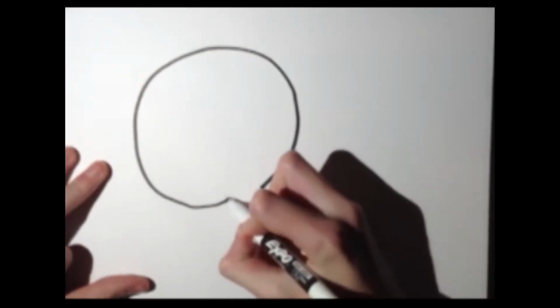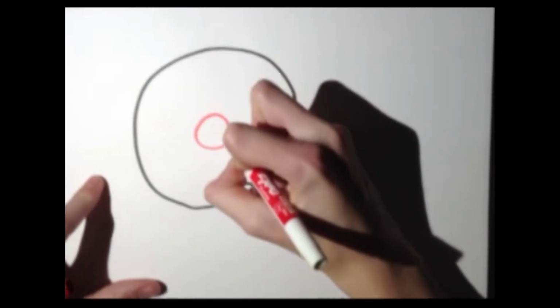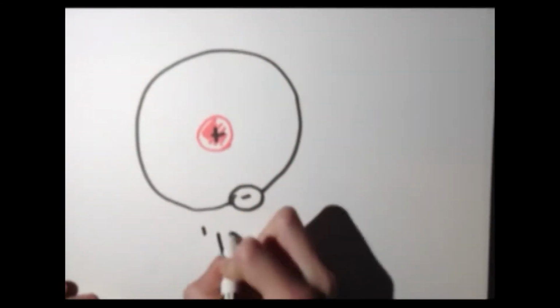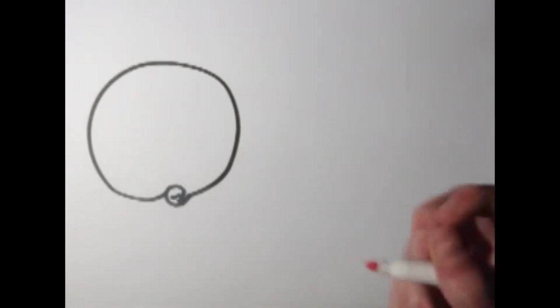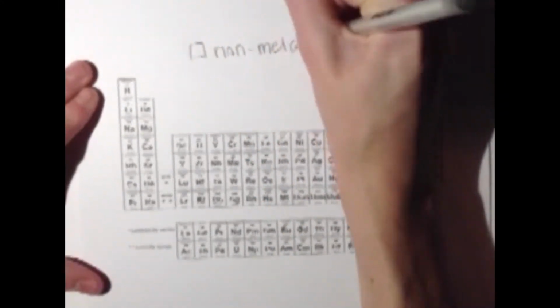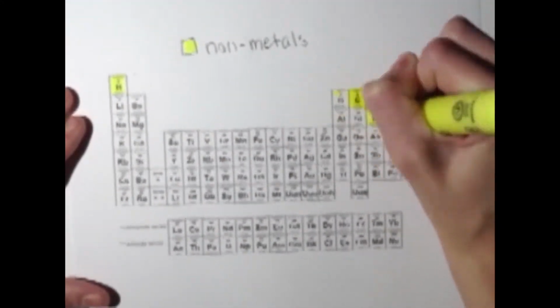Hydrogen has an atomic number of 1. It is the first element in the periodic table, and it has 1 proton. Hydrogen is in the first period, and it has 1 electron orbital. Hydrogen is in group 1, and it has 1 electron in its outer orbital. Hydrogen fits in with the nonmetals.